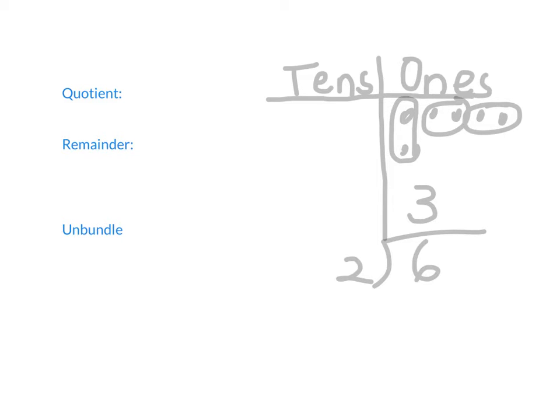The quotient is the number of groups you are dividing by in a certain number. So the quotient in this number is 3. There is no remainder, and we didn't need to use our other vocabulary word, unbundle.